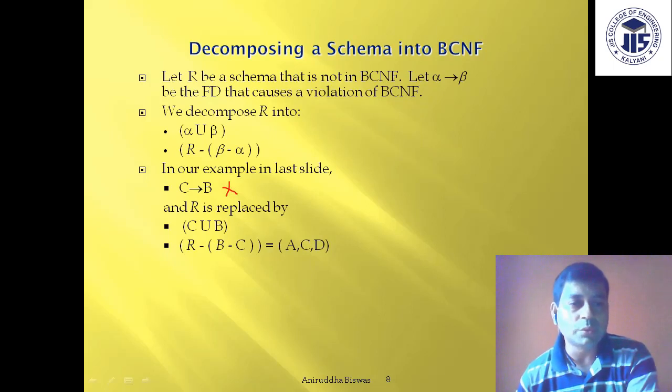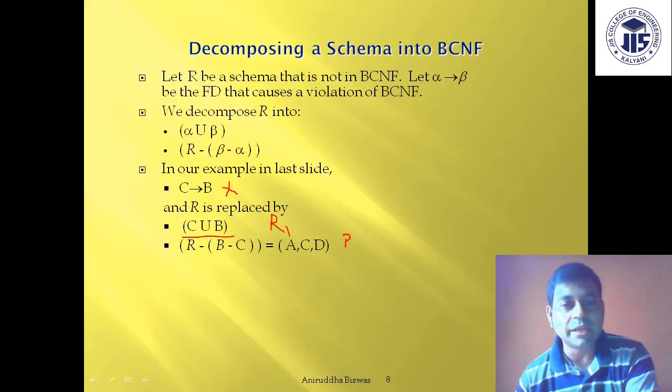So what we do, we take R1, the first decomposed relation, that combines these two attributes C and B. So R1 contains C union B. These are the two attributes that the first decomposed relation contains, and the second relation should have A, C and D. How do we get it? R minus B minus C.